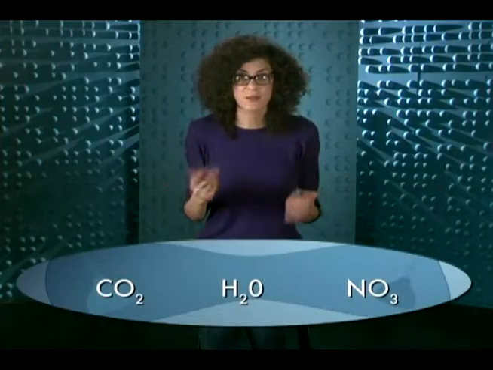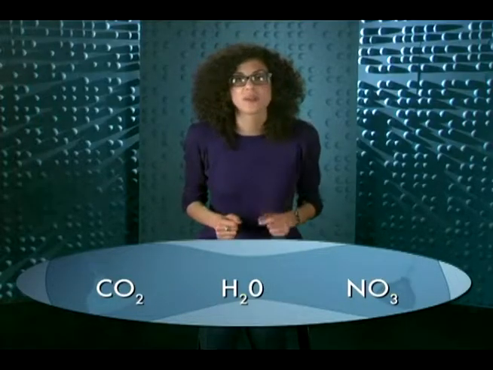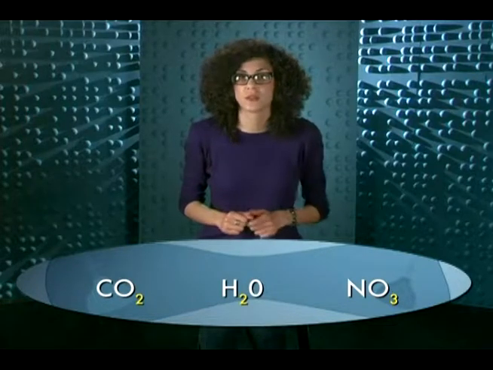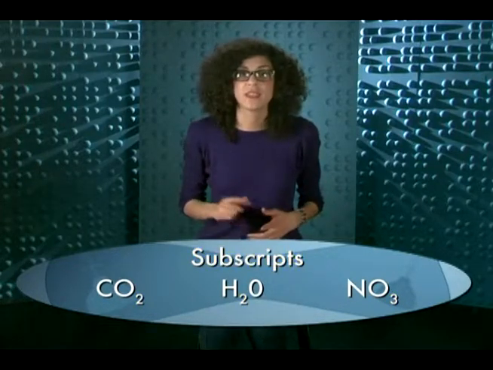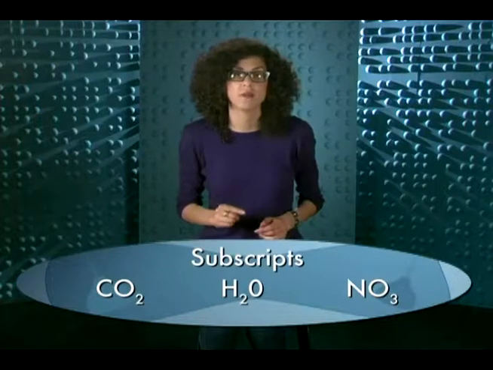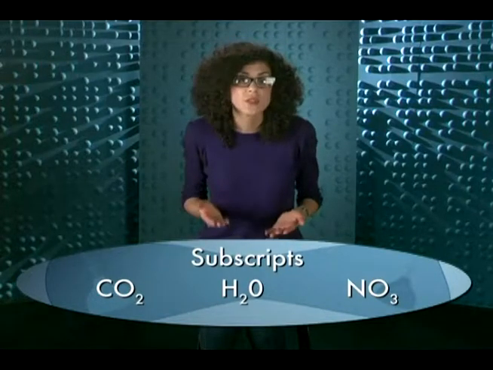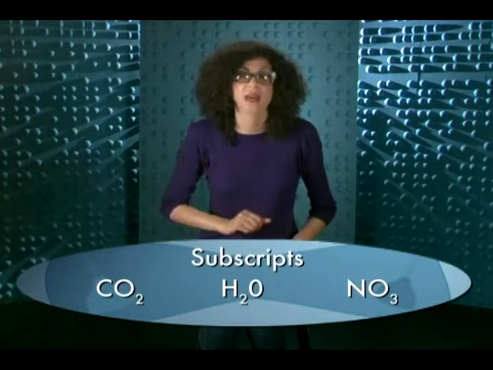How do we count atoms, you ask? Well, sometimes there are little numbers sort of below the chemical symbols. Those are called subscripts, and they tell you how many of each kind of atom is in each molecule. If there's no subscript, it means there's only one atom of that type.